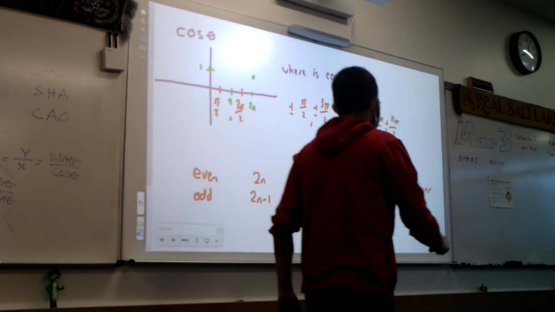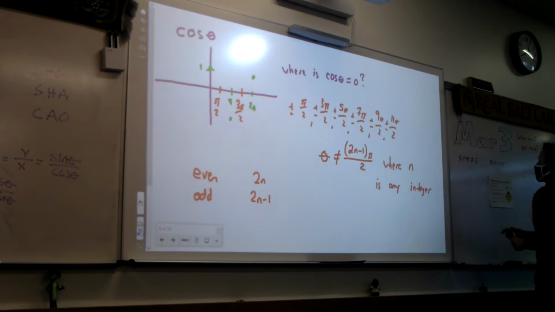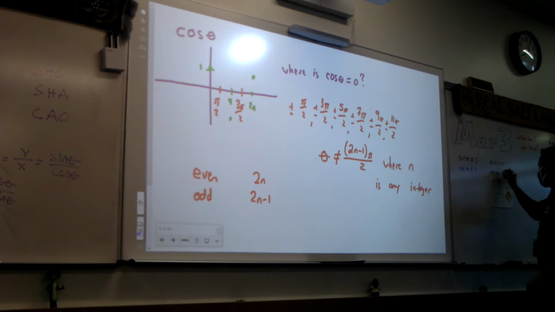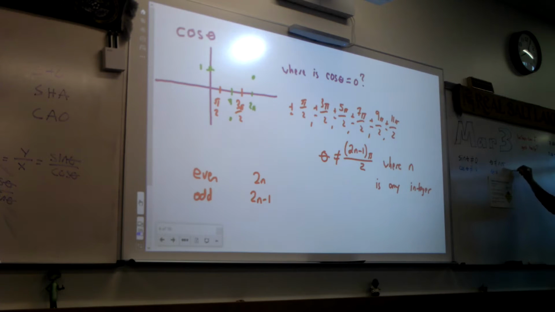Okay, so I'm going to add that to our list right here. So if we see sine is in the denominator, then we say theta cannot be equal to n pi where n is any integer. If we see cosine is in the denominator, then we're going to say theta cannot equal (2n - 1) pi over 2. So odd multiples of pi halves. But what if they're both in the denominator?